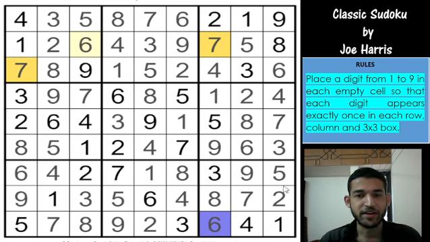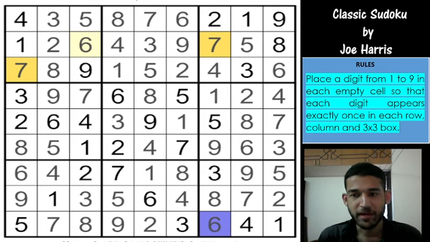And with that, we have completed this really excellent classic Sudoku by Joe Harris. It made beautiful use of the coloring technique, some really difficult steps to see in between the solve.